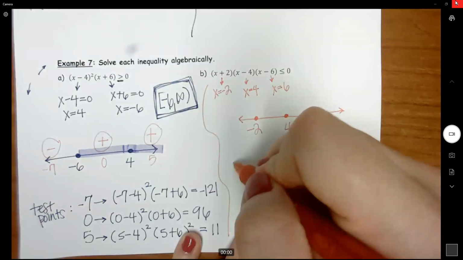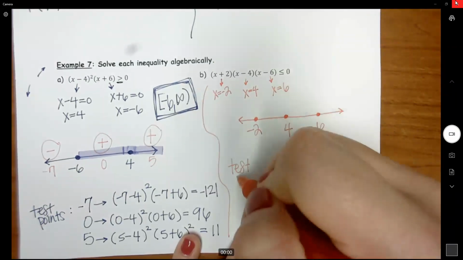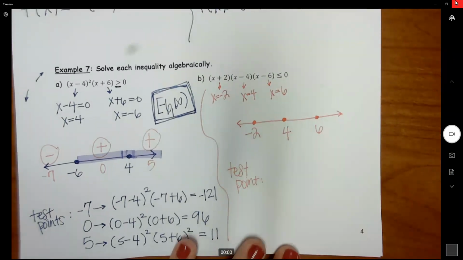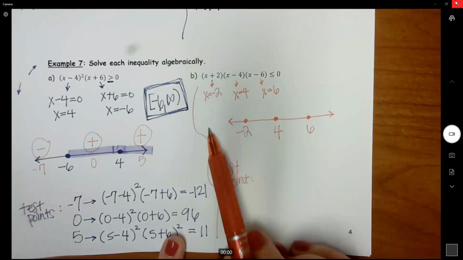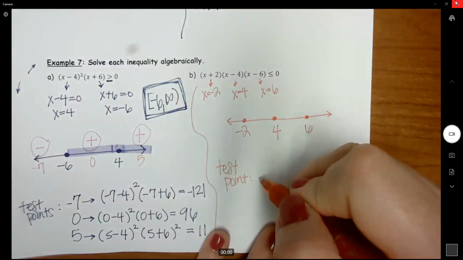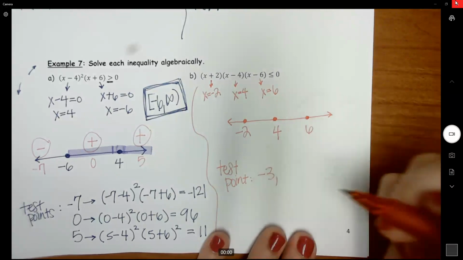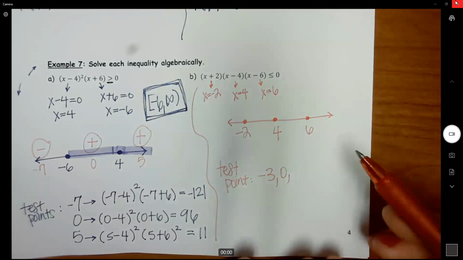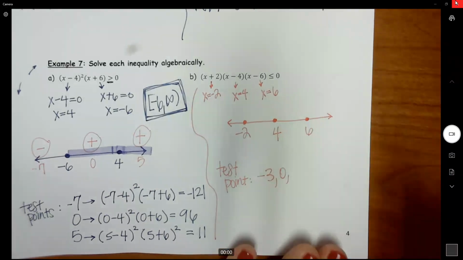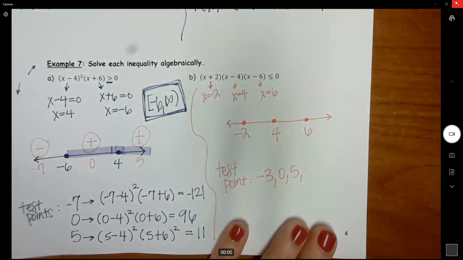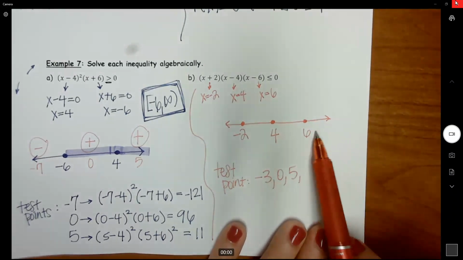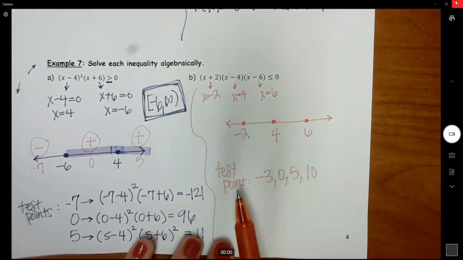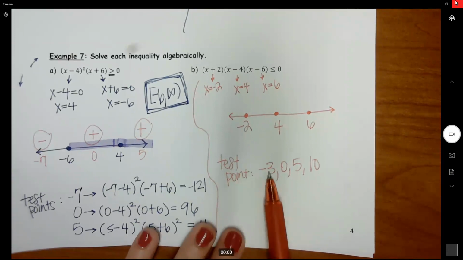So if I was to pick test points, I would have to pick 4 different test points for my 4 different sections. So something less than -2, so let's go -3. Something between -2 and 4, 0 is great. Something between 4 and 6, if you want a whole number, your only option is 5. And something greater than 6. We could go 7, but let's just get crazy with it and go 10. So if you want to pick your test points, that's what you would plug in.